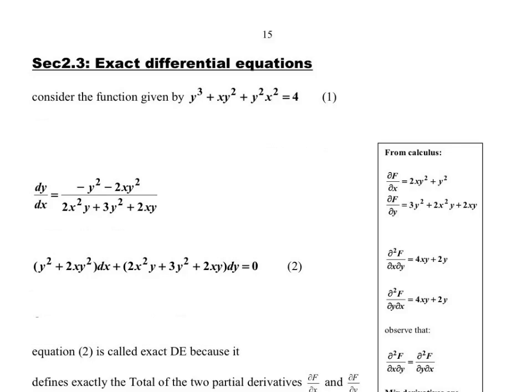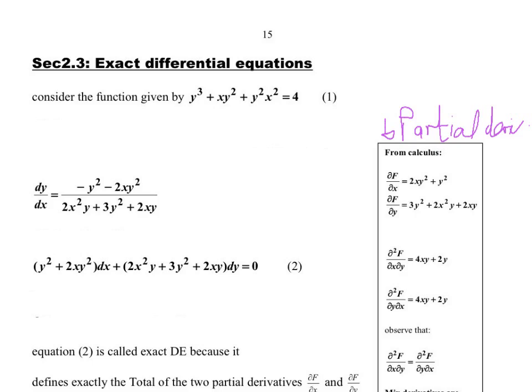Section 2.3 is method 3 for solving first order differential equations, which is called exact differential equations. Now, we're going to see what an exact differential equation is and how to solve it. But before we see that, we really have to talk about partial derivatives, because partial differentiation is going to be needed in section 2.3 and section 2.4.